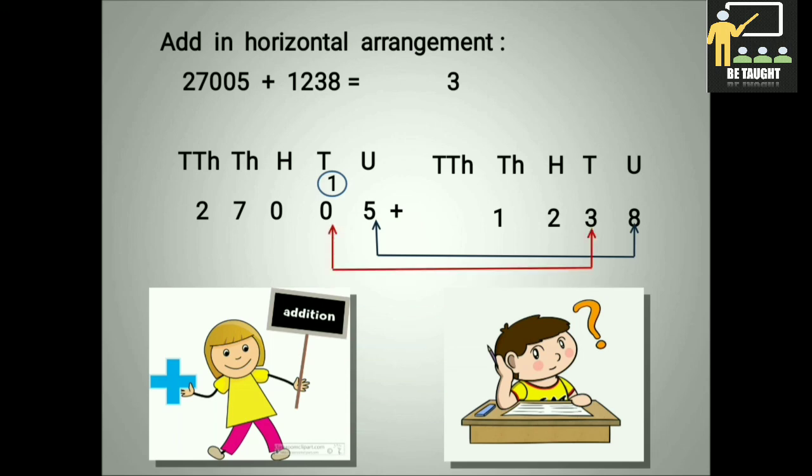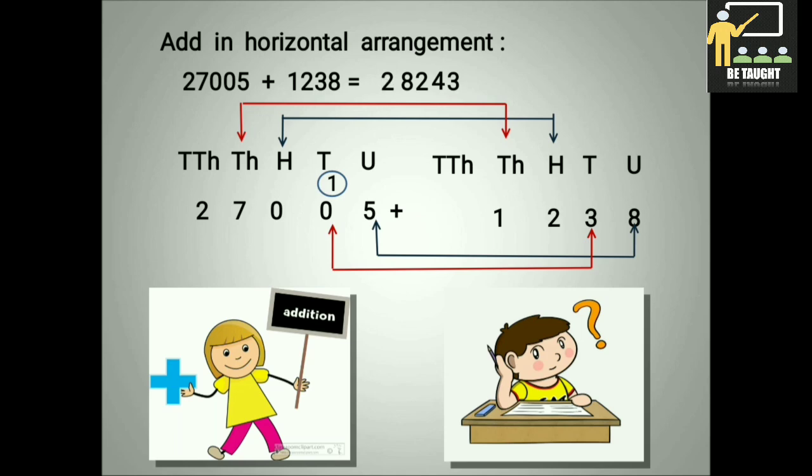0 plus 3 is 3, plus 1 carry over, so we get the answer 4. Hundreds place, 0 plus 2 is 2. Thousands place, 7 plus 1 is 8. 10,000s place, only 2 is there, so it is 2 plus 0 is 2. So when we add 27,005 plus 1,238, we get the answer 28,243.